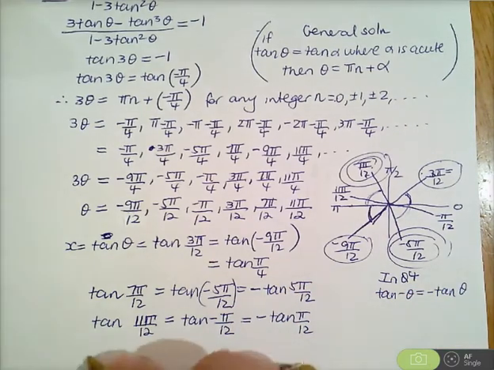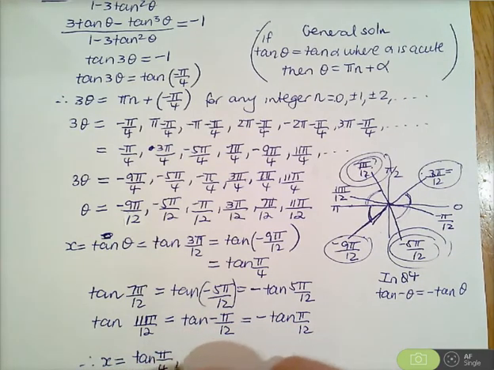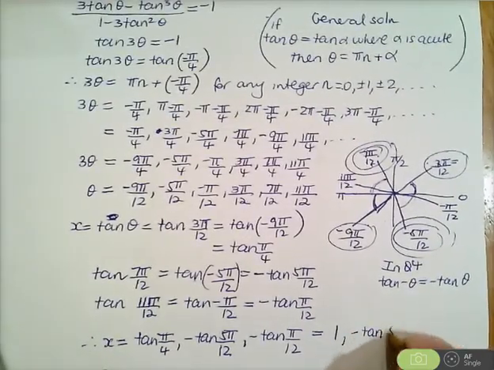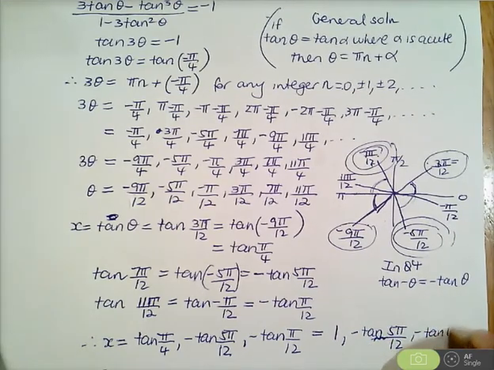So therefore, x equals the following. My three solutions will be tan of pi on 4, negative tan 5 pi on 12, and negative tan of pi on 12. Now we know that tan pi on 4 happens to be 1. So tan pi on 4 is 1. We've got negative tan of 5 pi on 12 and negative tan of pi on 12.